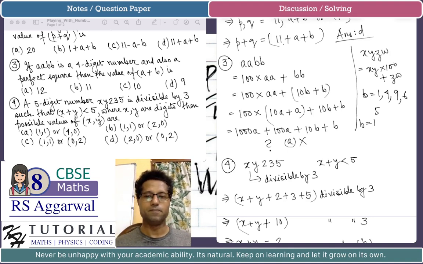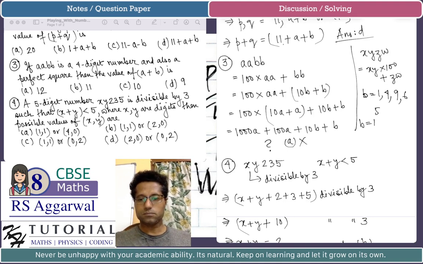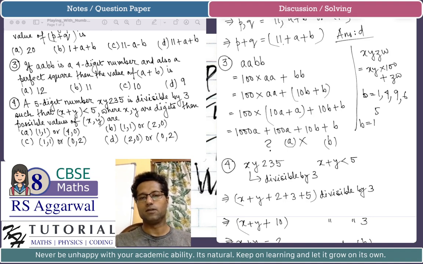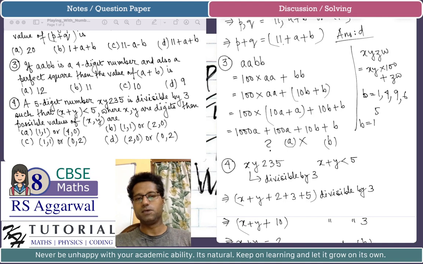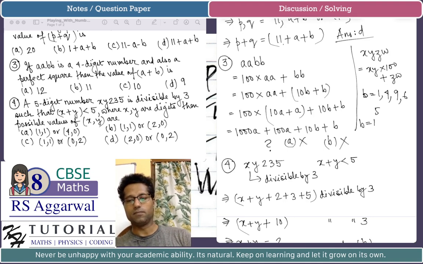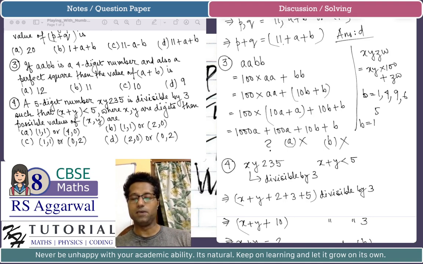If we consider choice B, the value is 11, which means A plus B equals 11, and we know that B is 1. Now if B is 1 and A plus B is 11, that means A equals 10. Now A cannot be 10, so choice B is also eliminated. If B equals 1, then choices A and B are eliminated.